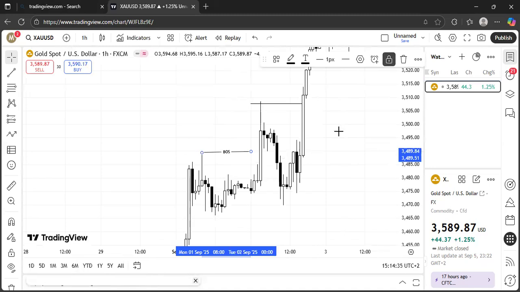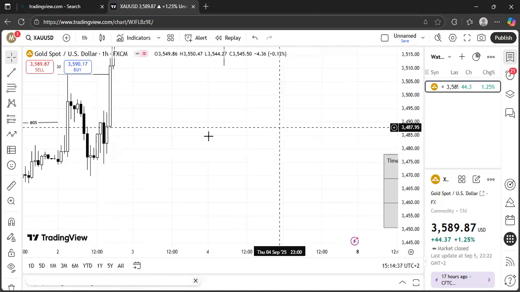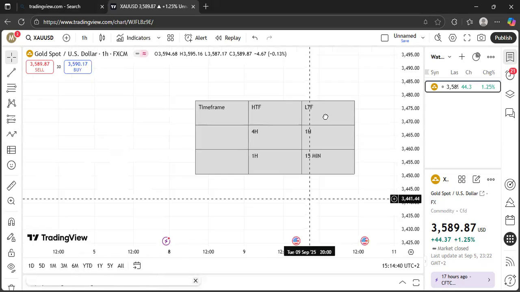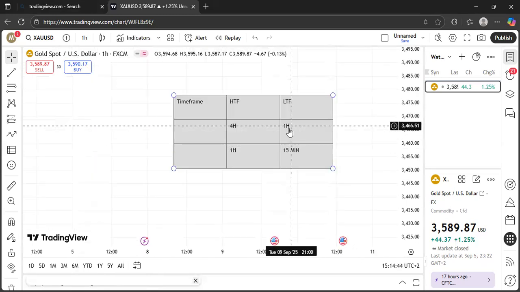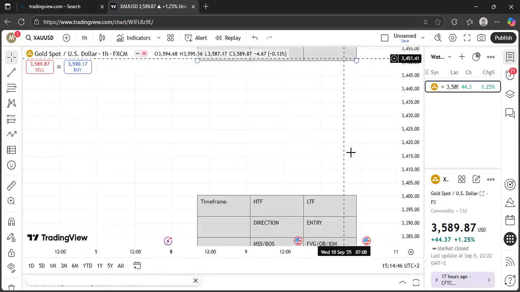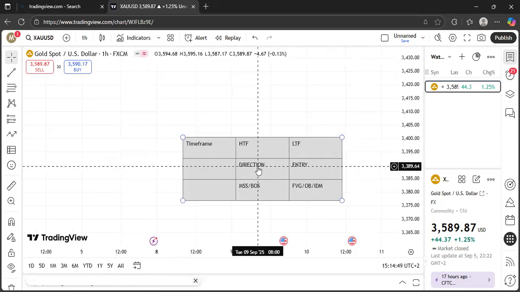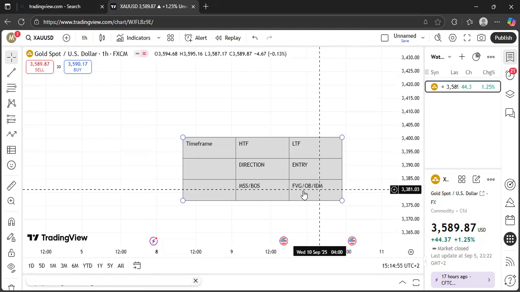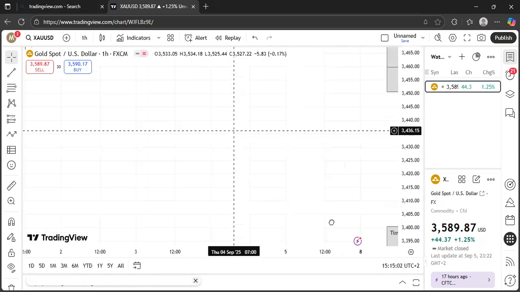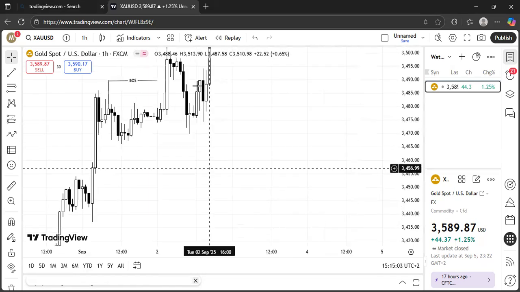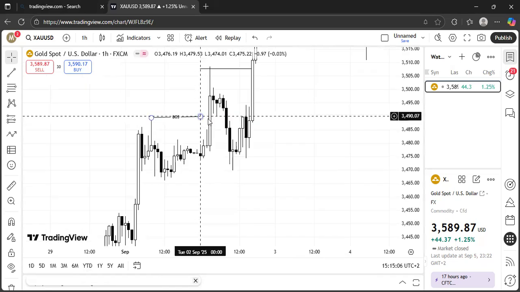And like I said, let's go back here. On our lower time frame, which is the 1 hour at the moment, we're going to be looking for our entry. We already got our direction. The direction is still going up. So on the lower time frame, which is our 1 hour, we're looking for a fair value gap, an order block, and an inducement. So let's go back and look for those three things.